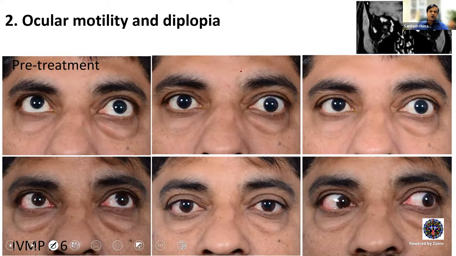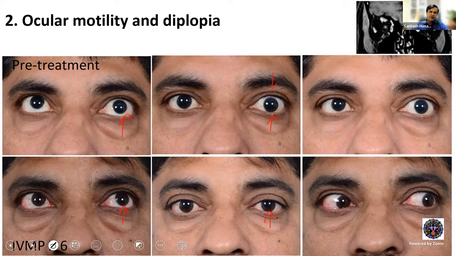Now, what happens to ocular motility? You can see in this patient that his left eye is not moving up, right? He had diplopia in primary position, lid retraction in the left eye. Following treatment, you can see his movement has become better. His lid retraction has reversed and he does not have diplopia.